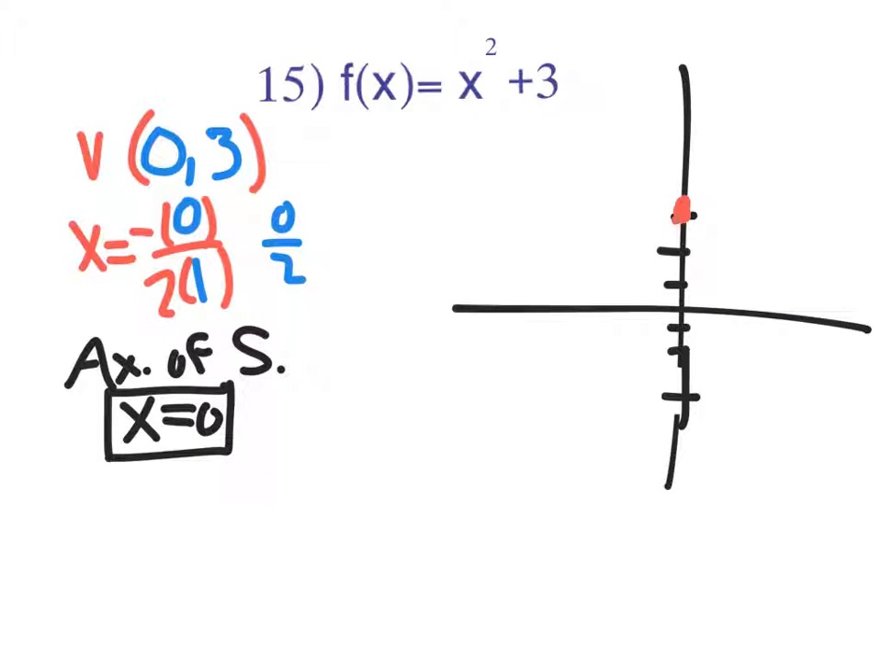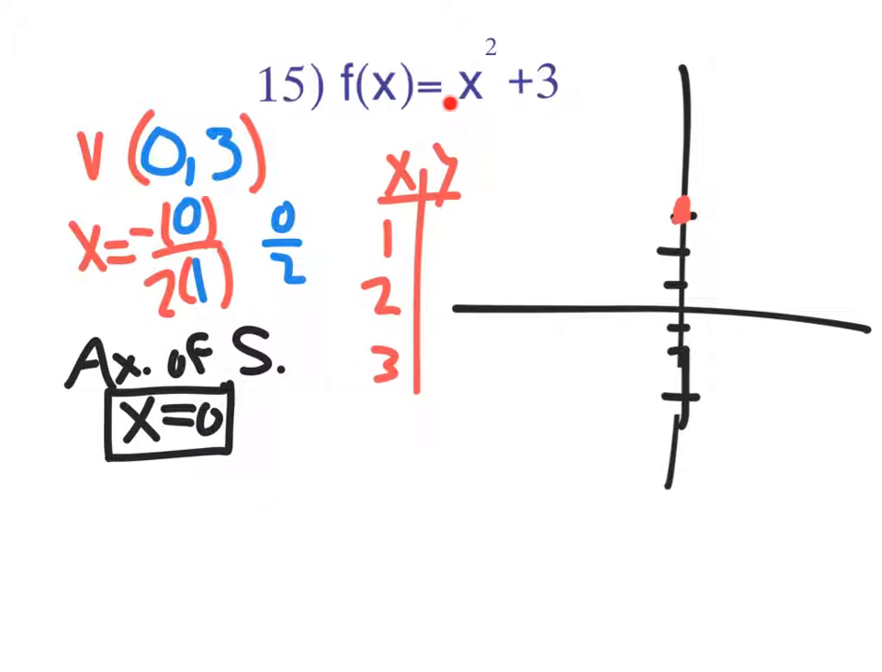Okay, so we have the vertex. We have the axis of symmetry. How do we graph this guy? You need coordinates, right? You need more coordinates. What do we do? XY table. So a lot of us jump to an XY table and plug in some numbers like 1, 2, and 3. But check this out.